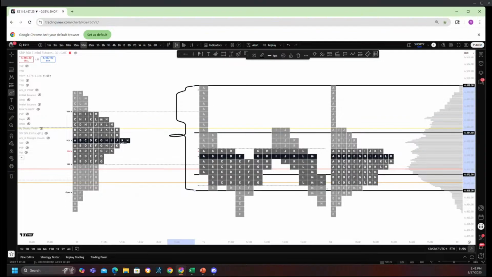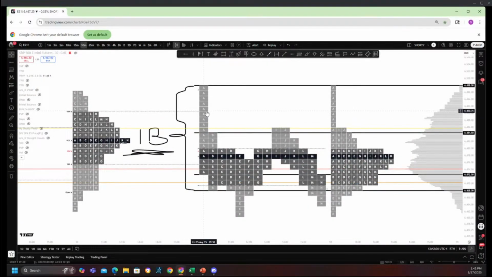IB. Initial balance. A lot of times you guys will see it from a lot of people and even myself. We call that the IB. So initial balance means the first hour of trading, which is basically the first 30-minute periods, right? Which is A and B.